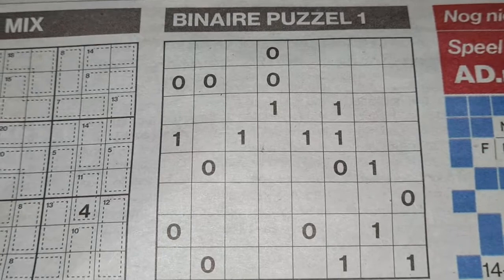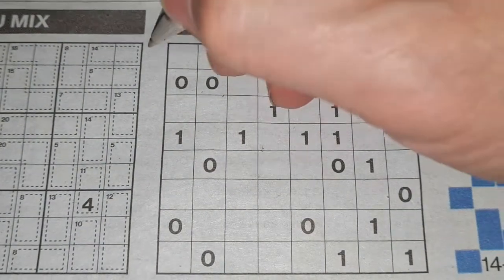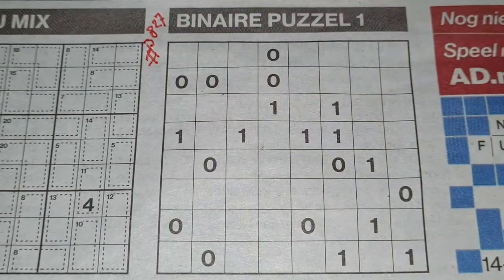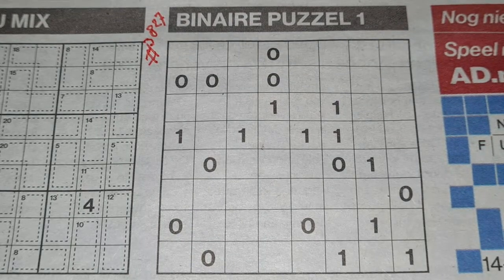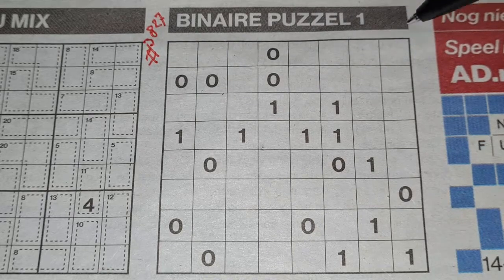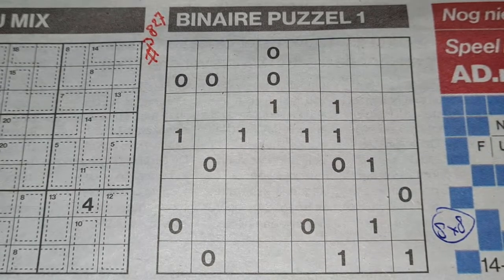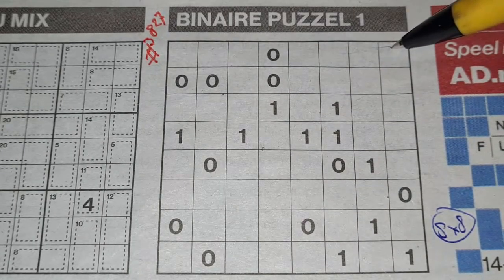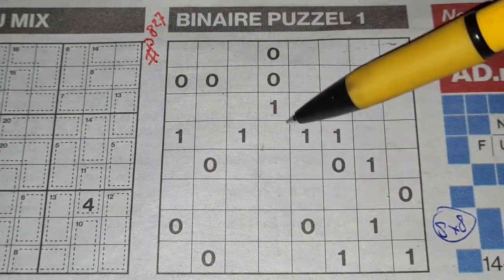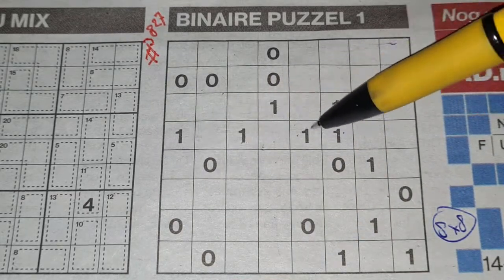Binary puzzle number, let me see which number it will be. 3827. And what kind of binary puzzle is this one? Let me count. 1, 2, 3, 4, 5, 6, 7, 8. It's an 8 by 8 binary puzzle. That means in a row or in a column, there are always 4 O's and 4 1s. All right. 4 1s in this row.